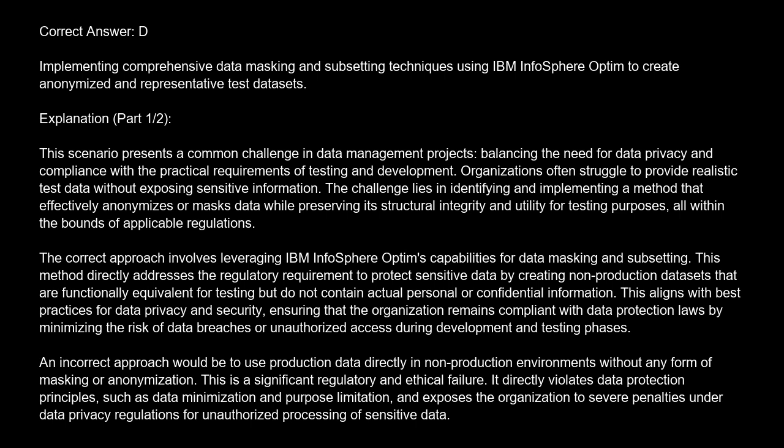This aligns with best practices for data privacy and security, ensuring that the organization remains compliant with data protection laws by minimizing the risk of data breaches or unauthorized access during development and testing phases. An incorrect approach would be to use production data directly in non-production environments without any form of masking or anonymization. This is a significant regulatory and ethical failure. It directly violates data protection principles, such as data minimization and purpose limitation, and exposes the organization to severe penalties under data privacy regulations for unauthorized processing of sensitive data.